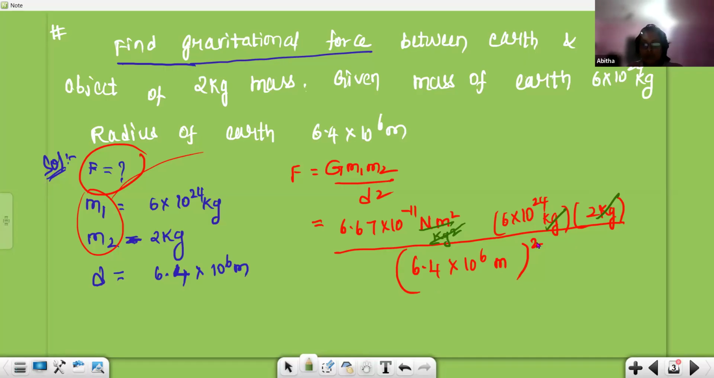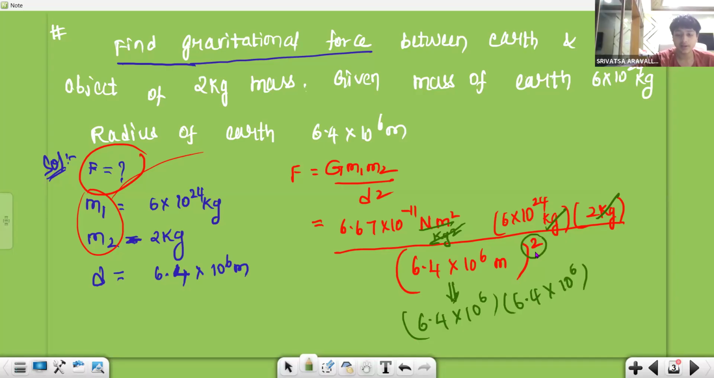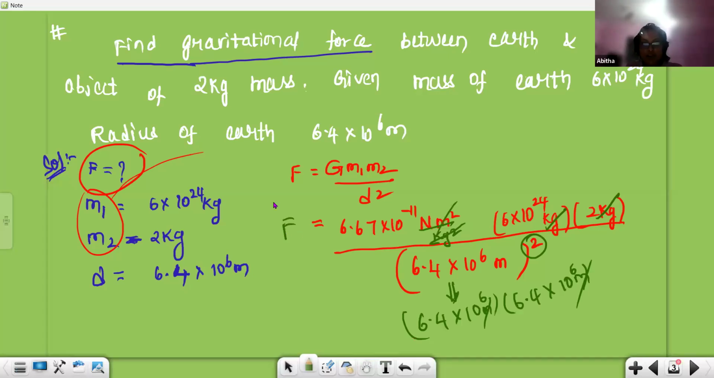And here, what does whole square mean? Srivatsa, what does whole square mean? Whole square will mean whole to the power of 2. So 6.4 into 10 to the power of 6, there are two terms, right? 6.4 into 10 power 6 into 6.4 into 10 to the power of 6. Yes, you're correct. Square means we have to write it twice. That will make it a square by making the numbers twice. Meter, meter, everything gets cancelled, and whatever final unit you are getting, it is Newton.